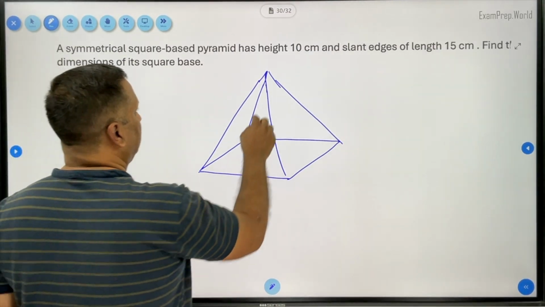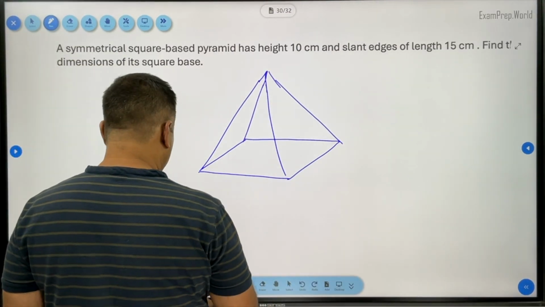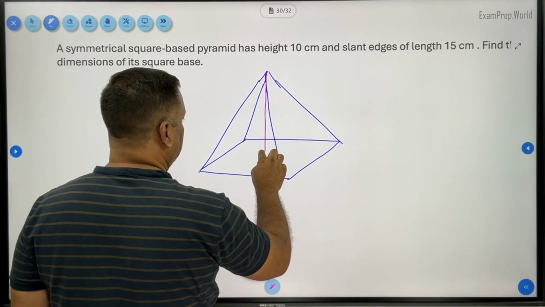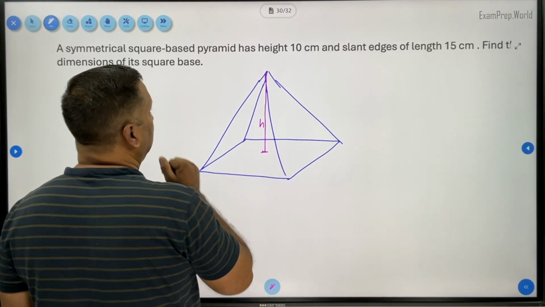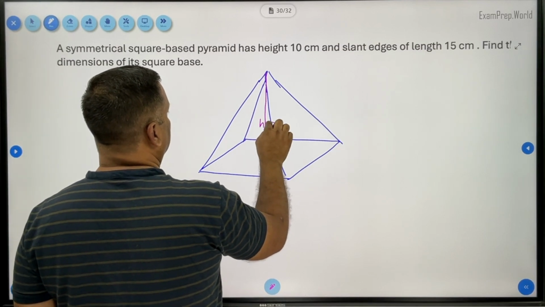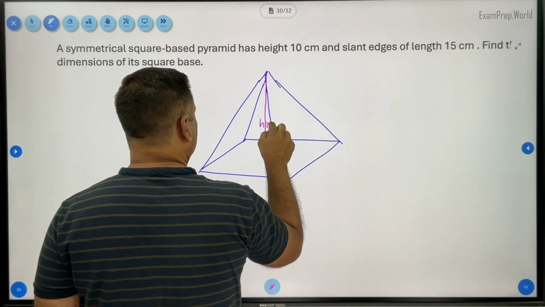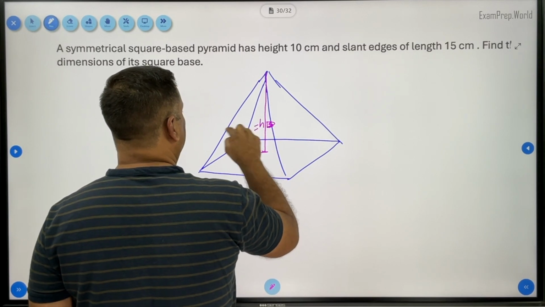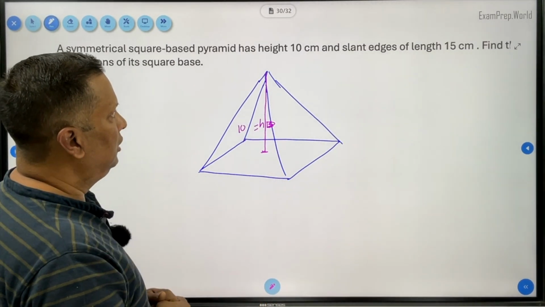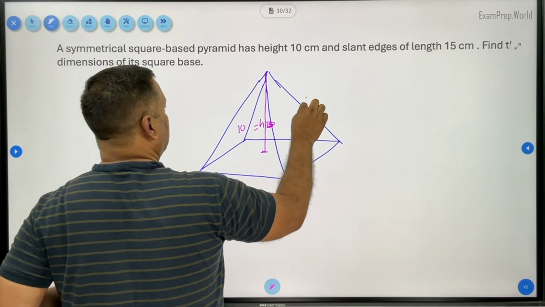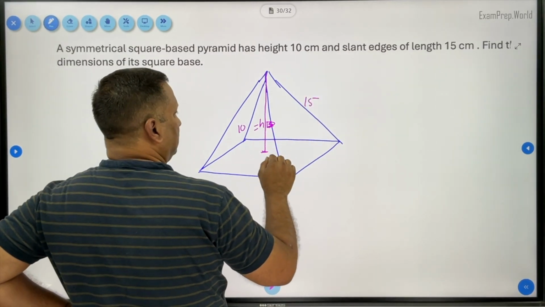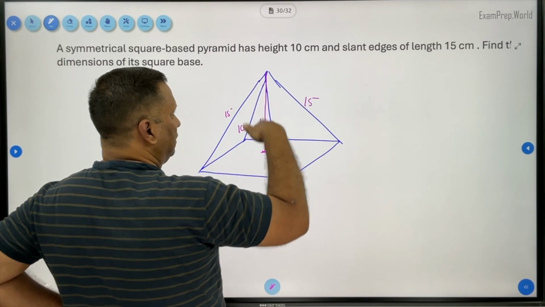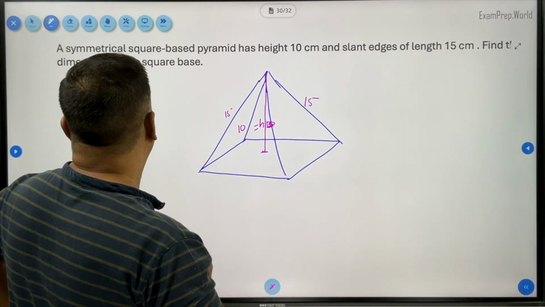Now the height is 10. Where is the height of the pyramid? The height is in the center. This is the height, which they have given as 10 centimeters. Height equals 10 centimeters, and all the edges are 15, and these slants are 15. Find the dimension of its square base.